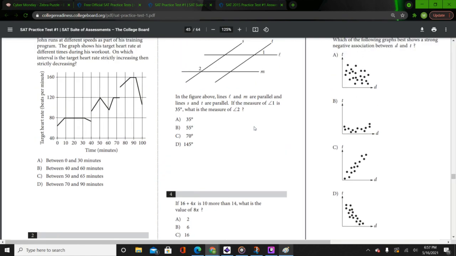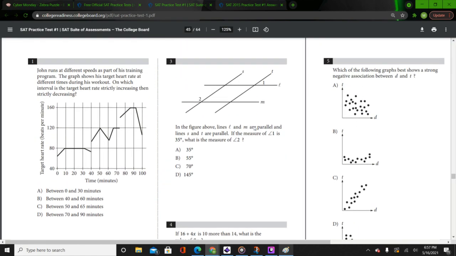All right, so now we're on to 3. In the figure above, lines L and M are parallel and lines S and T are parallel. If the measure of angle 1 is 35, what is the measure of angle 2?